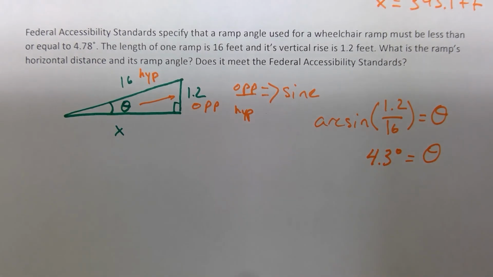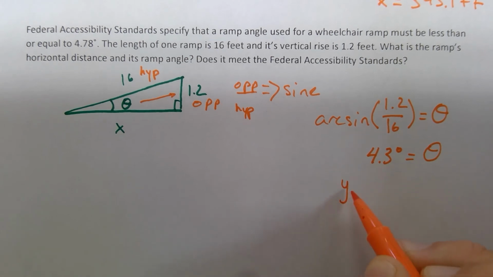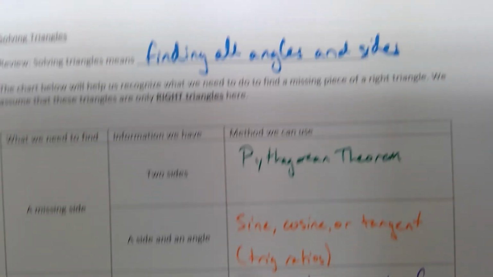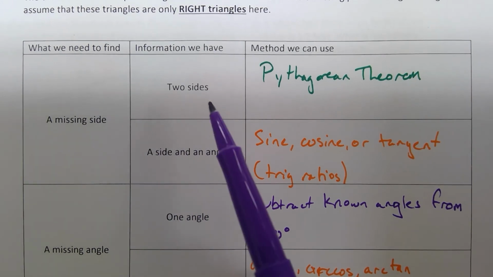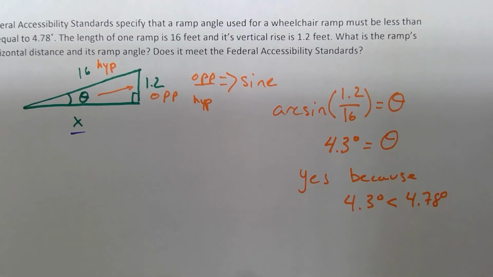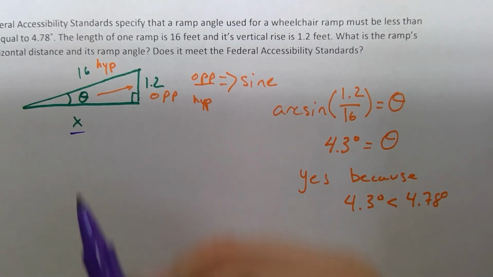Okay? So 4.3 degrees. So does it meet the federal accessibility standards? Yes. Because 4.3 degrees is less than 4.78 degrees. Now we still need to find x. Now we can take several approaches here. If we think back to our chart the other day, we've got a missing side. We have two sides. We could Pythagorean theorem it, but we also have a side and an angle. So we could do sine, cosine, or tangent. I'm feeling some Pythagorean theorem this morning.